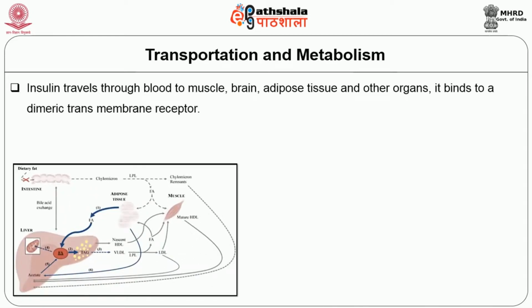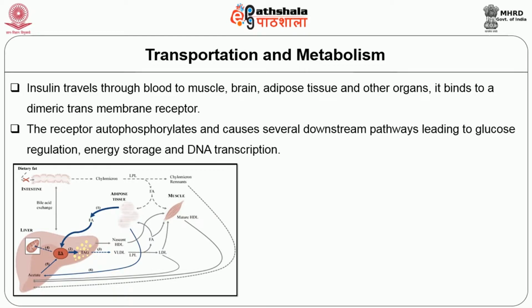Insulin travels through blood to muscle, brain, adipose tissue and other organs. It binds to a dimeric transmembrane receptor. The receptor autophosphorylates and causes several downstream pathways leading to glucose regulation, energy storage and DNA transcription.